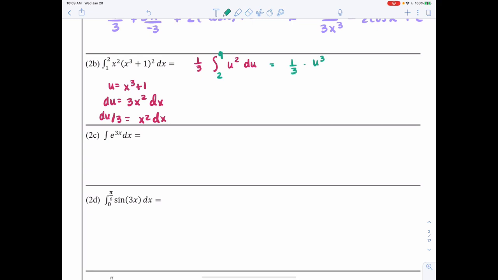Taking the antiderivative, u cubed over 3, evaluated from 2 to 9. I'm going to leave my 1/9 on the outside. We're going to go 9 cubed minus 2 cubed, and that should be 729 minus 8 over 9, for a final answer of 721 over 9.